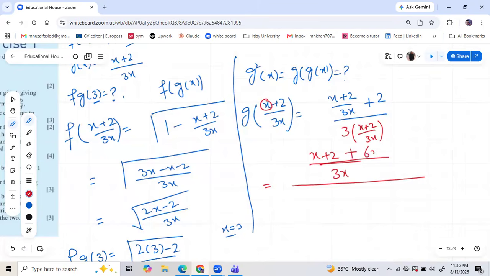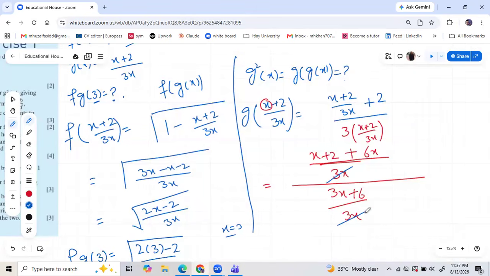this is our 6x. And after this, we are multiplying this one. This is 3x plus 6x divided by 3x, and this 3x is cancelled with the other 3x. Did you get it?